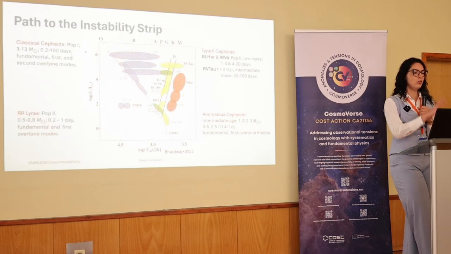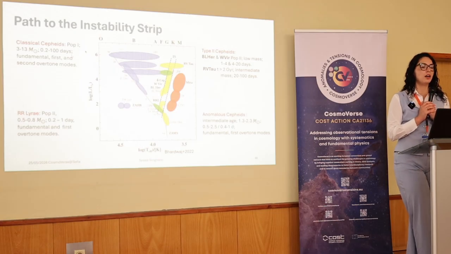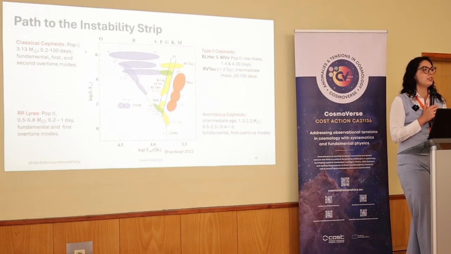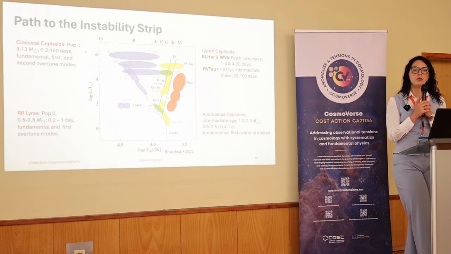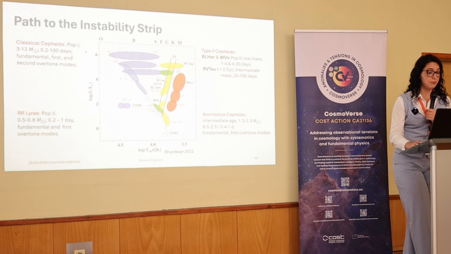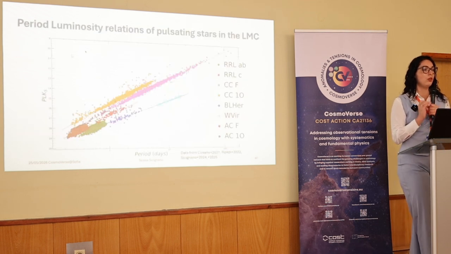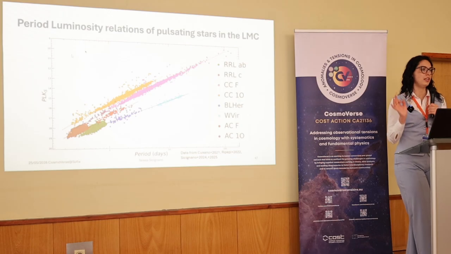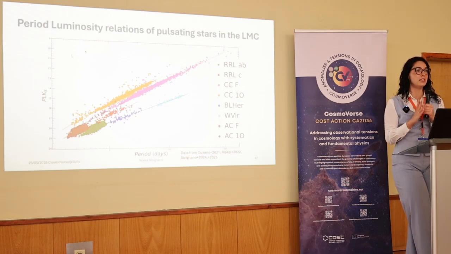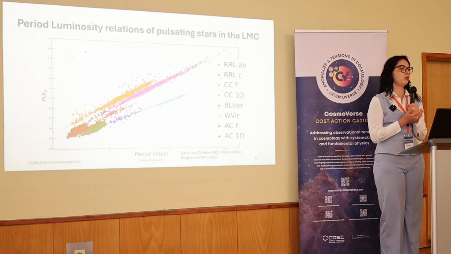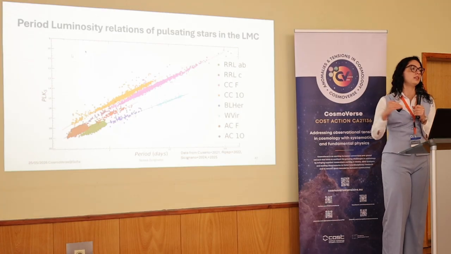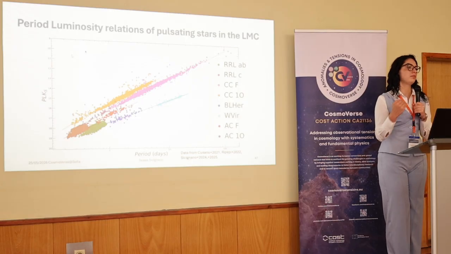But still, we can say that all of these that I show here can be used as distance indicators, but differently from what was taught in the last century, they do not follow the same period luminosity relation, but they follow different period luminosity relations. So in order to use them as distance indicators, we have to choose a pulsating variable star type, and we have to use that type on all the distance ladder to obtain the right distance.